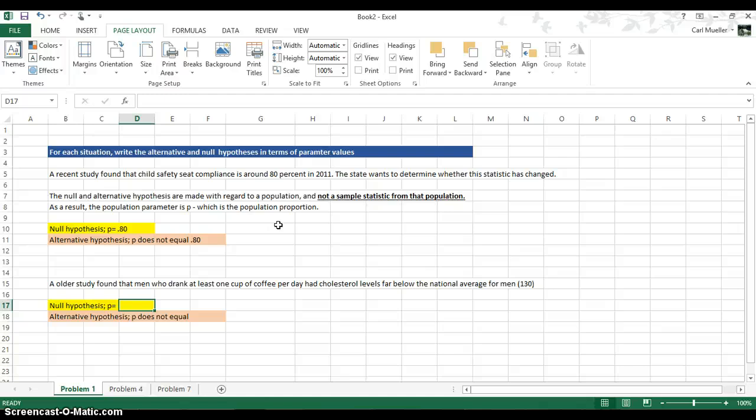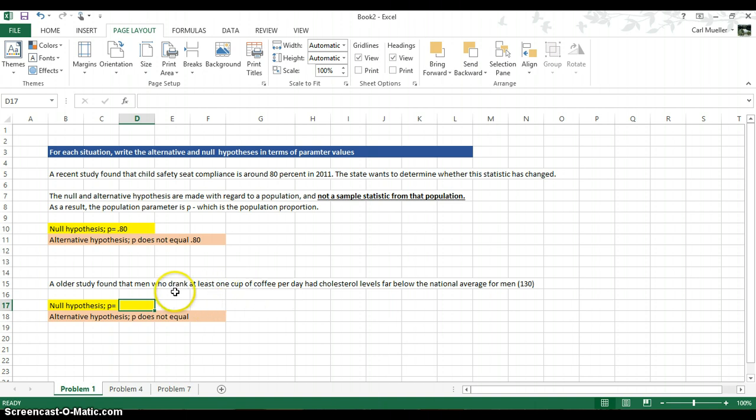But moving on to our second question: an older study found that men who drank at least 1 coffee cup per day had cholesterol levels far below the national average for men, 130. If you'll notice the difference in the question, up here it says the state wants to determine whether the statistic has changed, but here it doesn't say that. So what could we infer? That this is already a completed study. What was the hypothesis in the study? Well, this was our investigative piece.